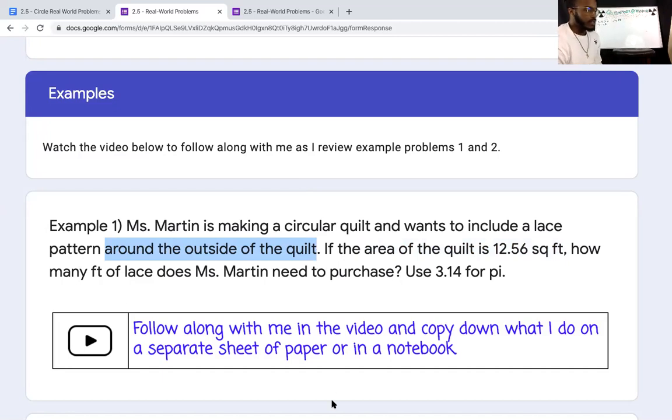I know it's not radius because radius is the distance from the center to the circumference. I know it's not a chord because a chord is the distance between 2 points on the circumference. So it has to be that this is describing the circumference, because we're talking about going around the outside of a quilt. The total distance around the outside of a circle is known as circumference. So we know that we're looking for our circumference.